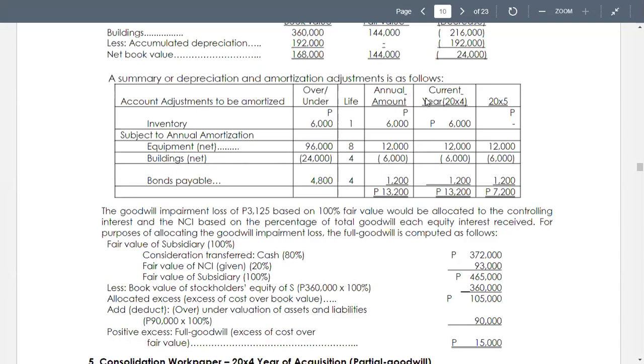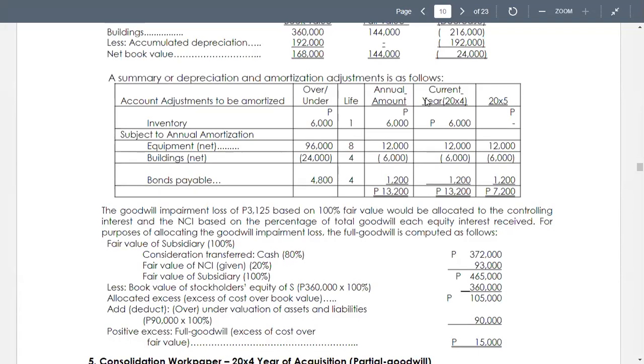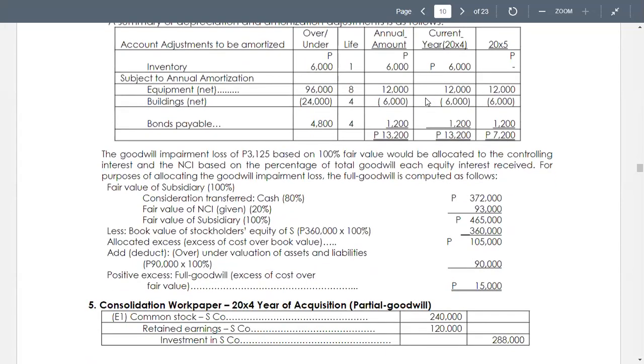Okay, so going back to these computations, we have now the difference of 105,000, and we are going to add or deduct the over-undervaluation in the amount of 90,000. That gives us your goodwill equal to 15,000 if we use the full goodwill approach for number 4.